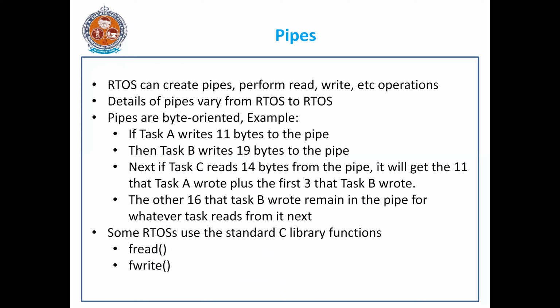Another alternative is you can also use pipes. Pipes can also be used for solving the problem of shared data. These are also almost similar to queues. For pipes the RTOS has functions to create pipes and perform read or write operations. So these operations can be done on pipes. The details of pipes vary from RTOS to RTOS.